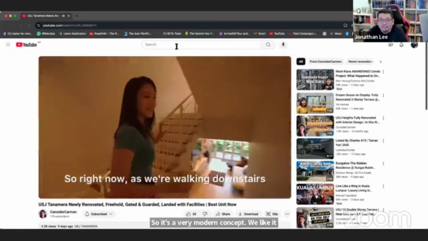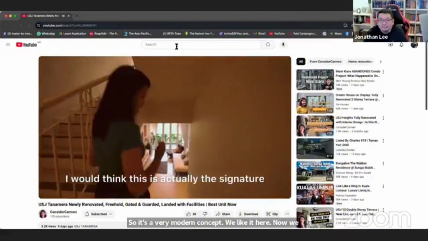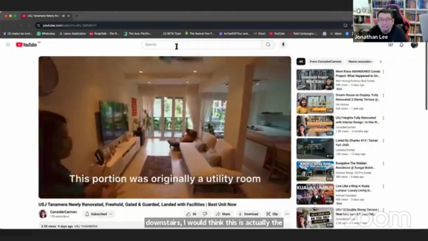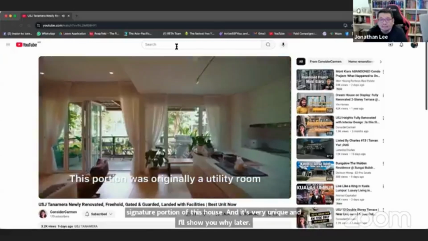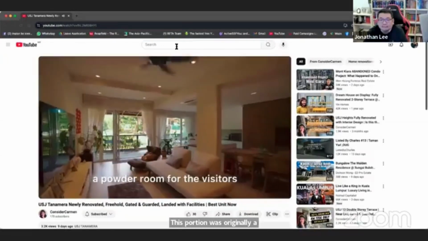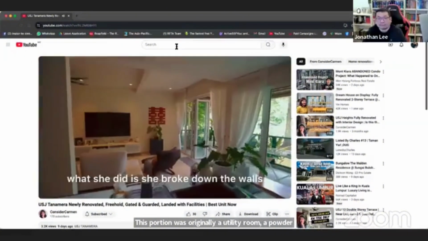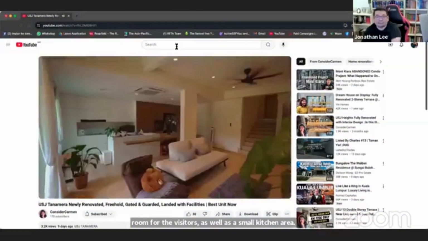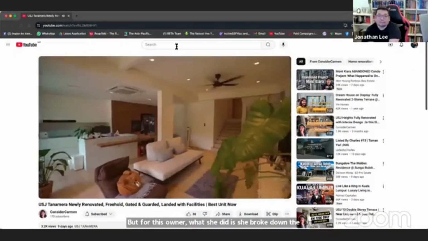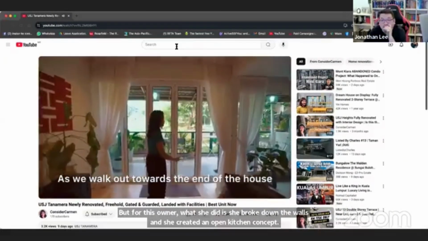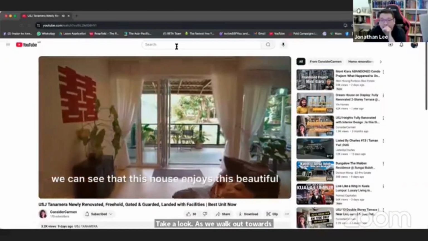So right now as we are walking downstairs, I would think this is actually the signature portion of this house. It's very unique and I'll show you why later. This portion was originally a utility room, a powder room for the visitors, as well as a small kitchen area. But for this owner, what she did is she broke down the walls and she created an open kitchen concept.